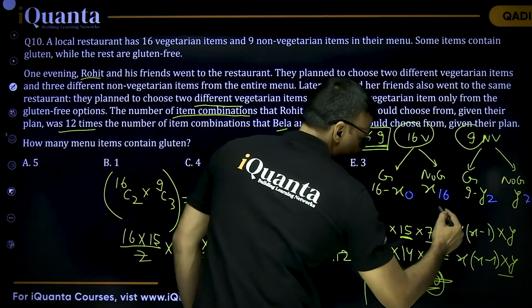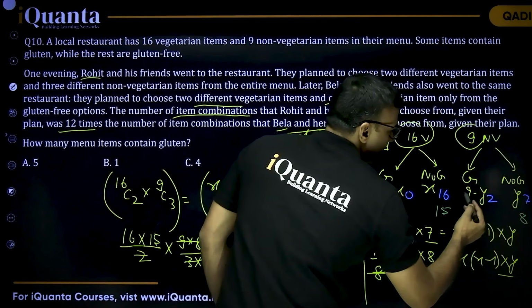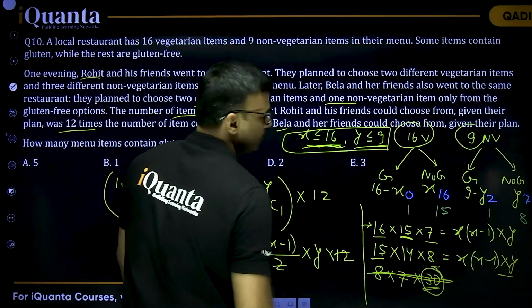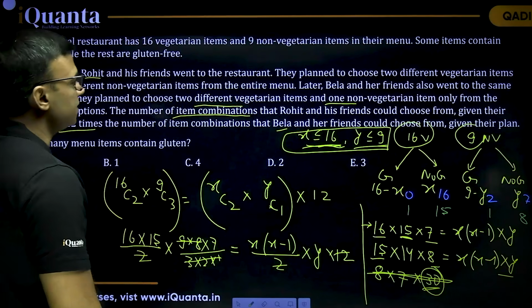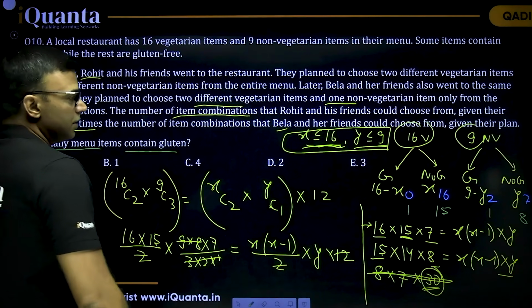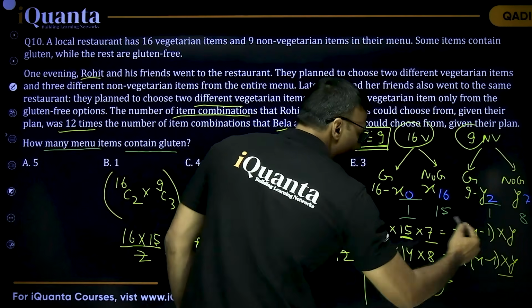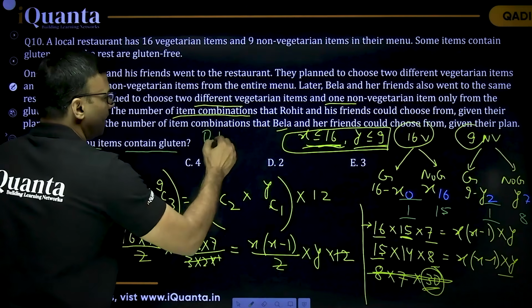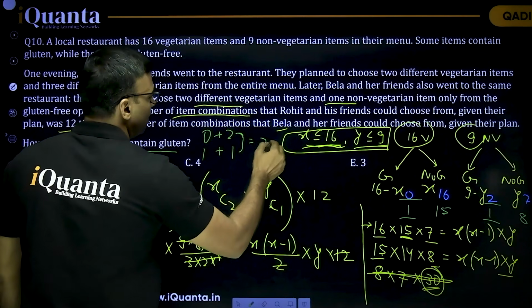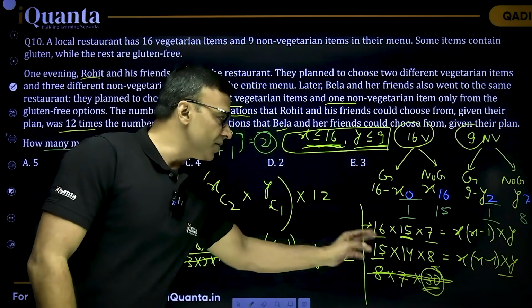If I take x is 15, in that case y will be 8, 9 minus 8 will be 1, and 16 minus 15 will be 1. Right? What is the question? The question is, how many items contain gluten? The gluten items are 0 plus 2 or 1 plus 1. In any case, 0 plus 2 or 1 plus 1. In both the cases, the total is going to be 2 only. Wow. So the number of gluten items is 2, whether you take the first case or the second case.